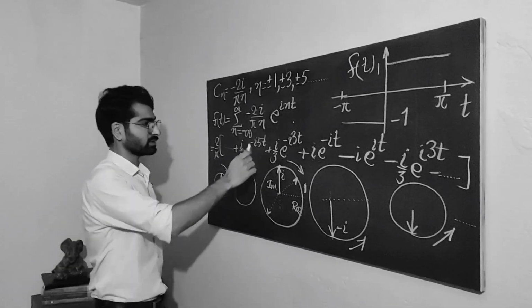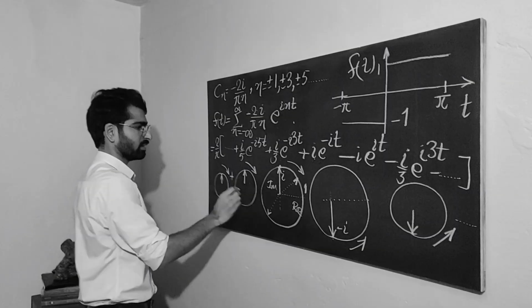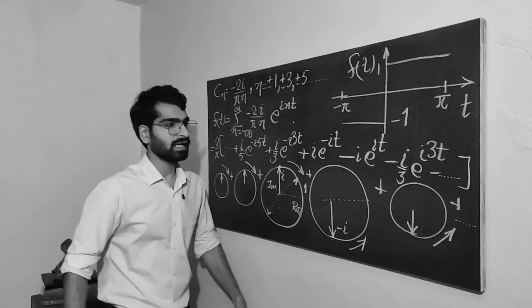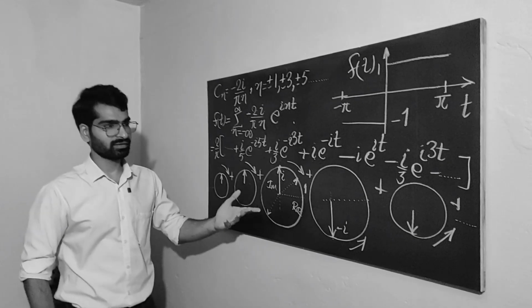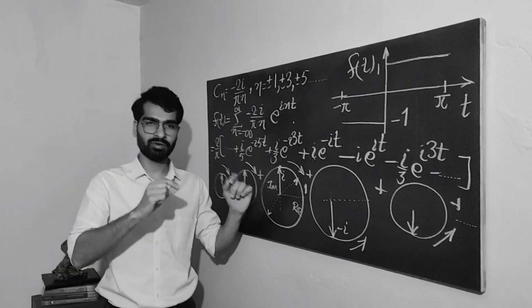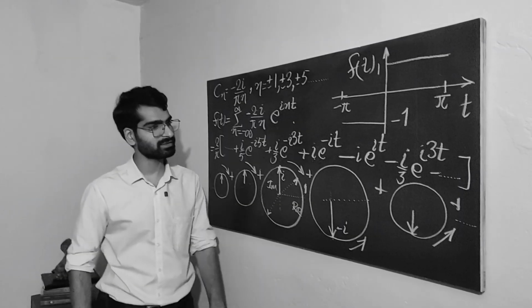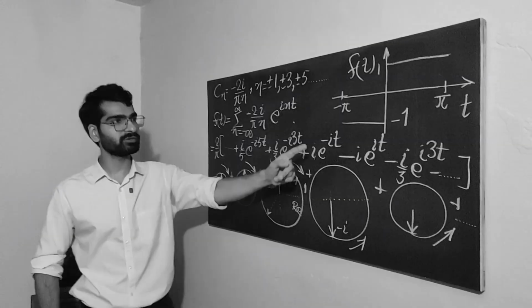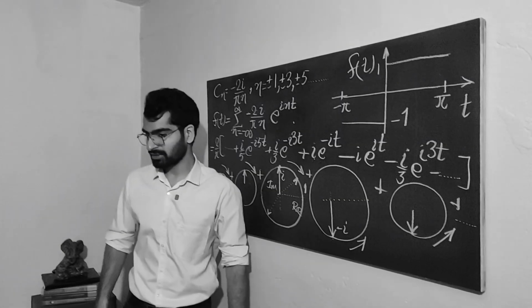And this is a summation. Now you have to add them all up. And this is a vector addition. You take the head of one and you put it on the tail of the other. That's how you add vectors. And they are going to dance around. And somehow they represent a square wave as a function of time.